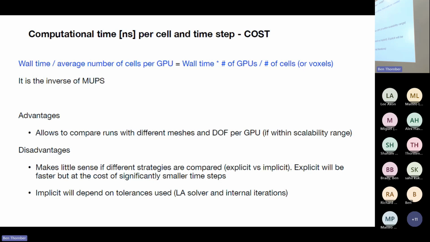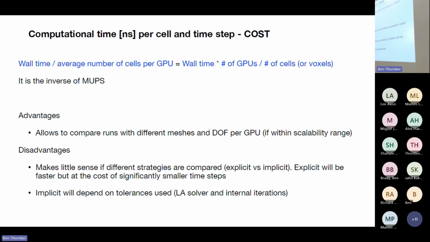You take your wall time per time step and divide by the average number of cells per GPU. Alternatively, that is the same as taking your wall time, multiplying by the number of GPUs, and dividing by the number of cells. I put GPUs here; in the case of CPUs, I do it with cores, so the results are separate, and we can put them together when we multiply by the cost. This is the inverse of what is called million updates per second, with a factor of 1,000,000. So it's more or less what is typically used.